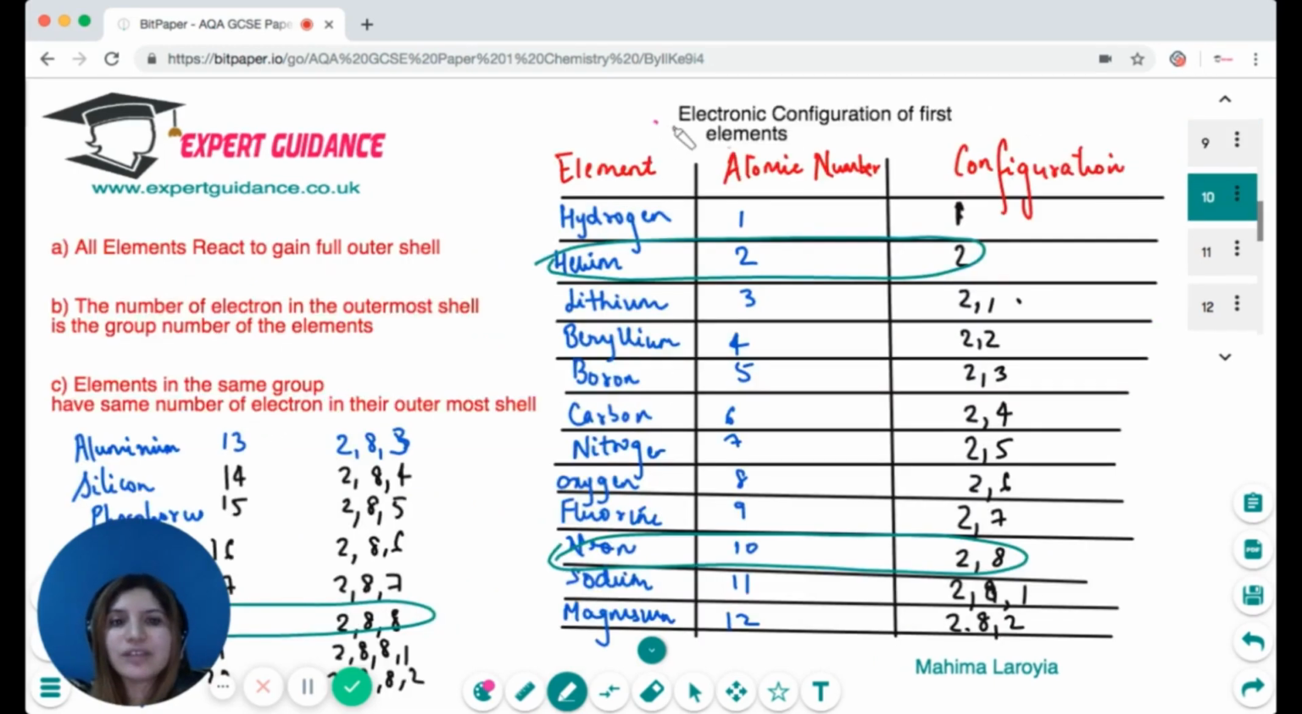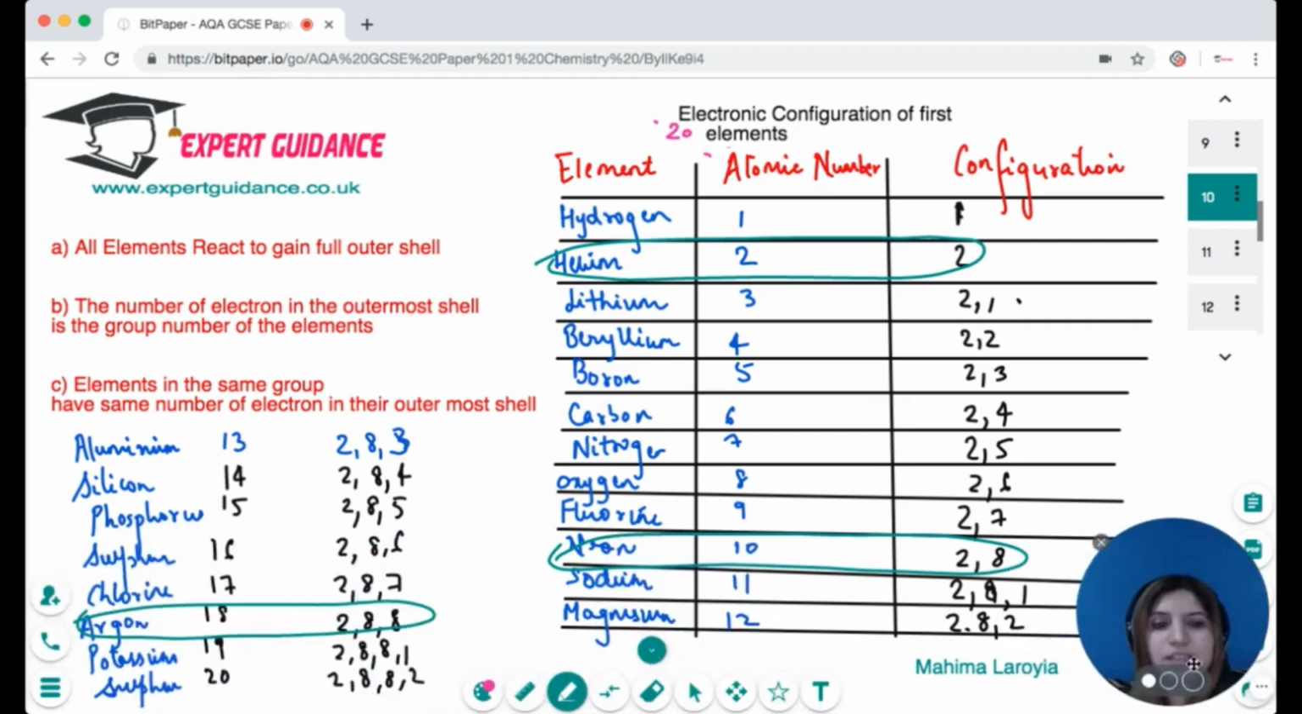Now you have in your syllabus the electronic configuration of the first 20 elements. So this is the list of the first 20 elements: hydrogen, helium, lithium, beryllium. The atomic number is mentioned. So the electronic configuration with atomic number 1 would be 1. With 2 is 2. Then with 3, we'll have a new shell: 2, 1; 2, 2; 2, 3, and so on. And once all 8 electrons are filled in the second shell, with sodium, we have another shell, so 2, 8, 1. So this is the electronic configuration of the first 20 elements.